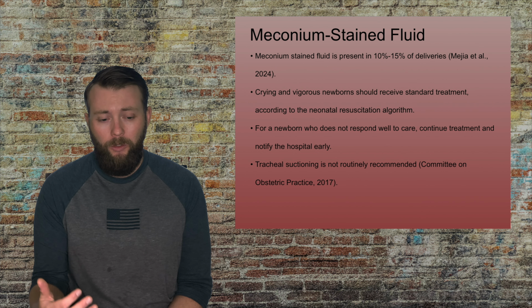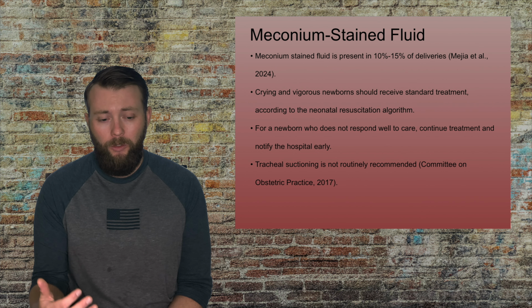A diaphragmatic hernia is a very serious complication noted on delivery of a newborn. It's when there's an opening in the diaphragm that causes the abdominal contents to enter into the thoracic cavity. This can lead to severe respiratory distress and hypoxia, depending on the size and location of the hernia.